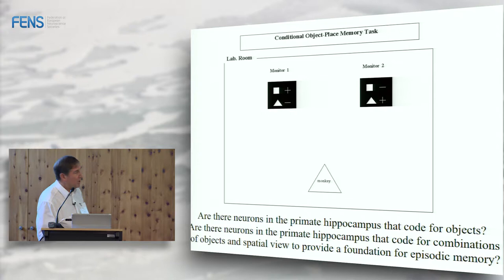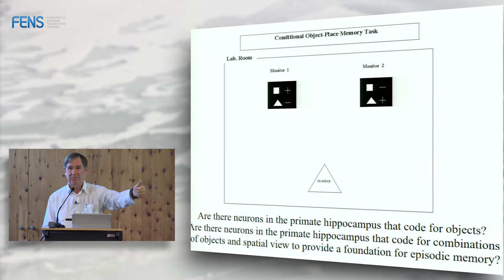We set up our monkey at two monitors, and if the monkey looked at this screen and saw one object, in this case a square, he could get a reward. But if he saw a triangle, he would get a taste of saline. But it's the opposite here. If he sees a square, he gets a taste of saline here, and a triangle, he gets a reward. So he can only solve this by doing a combination of an object out there in space. Okay, it's object and place memory to solve the task. So one could try the same in humans and see what would happen.